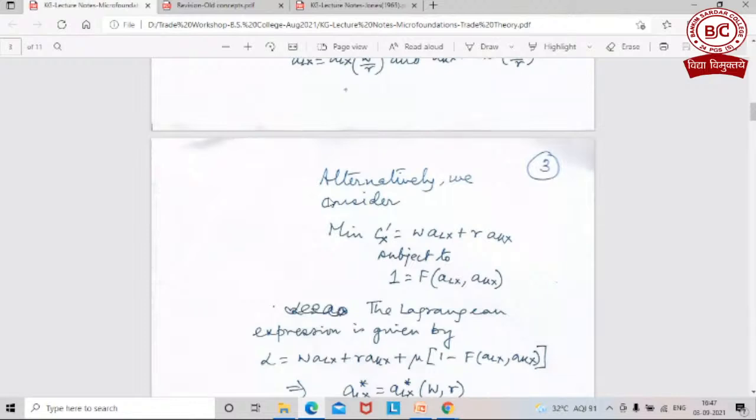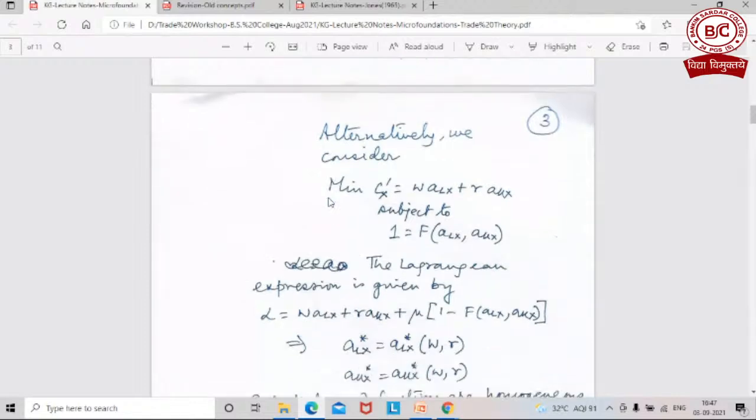So instead of ALX, we have ALX star here, and ALX star is a function of W, R, output, which is 1. So there is no need to write that. So ALX star is a function of W, R, isn't it? AKX star is also a function of W, R. You got my point? Of course, mu star is also a function of W, R. But at least you can say that ALX star is a function of W, R, and AKX star is a function of W, R. You got my point?